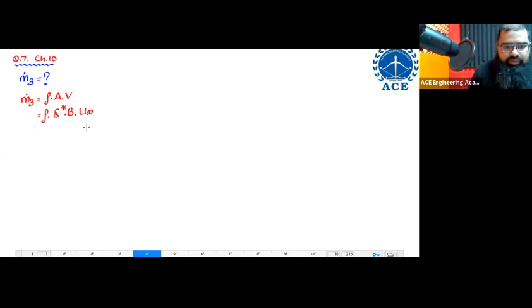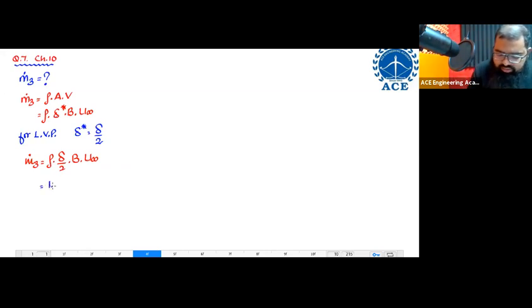Once you have found this, now for a linear velocity profile, which he has given me, I know that the value of delta star has to be equal to delta by 2. So if I put delta by 2 in place of delta star, I have m dot 3 is equal to density into delta by 2 multiplied by b times u infinity. You know all the values.